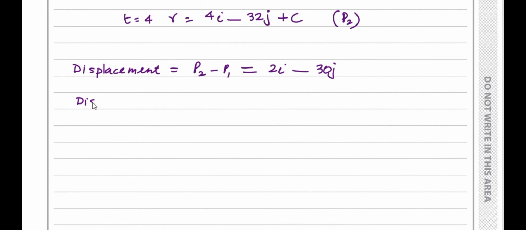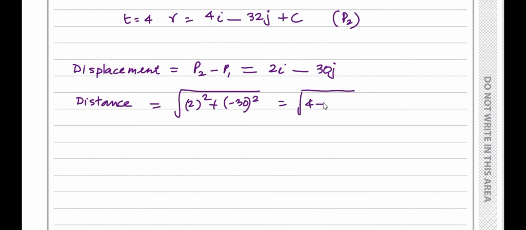Therefore, distance is equal to the square root of 2 squared plus minus 30 squared, which is the square root of 4 plus 900, equal to the square root of 904, which simplifies, putting this into the calculator, we get 2 square root of 226. Since the unit is given as meters, we could write meters.